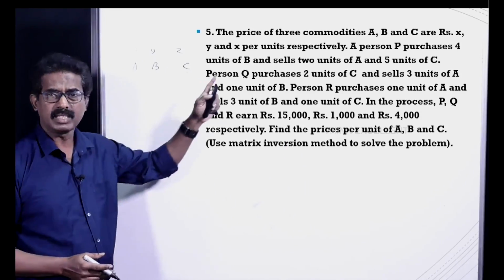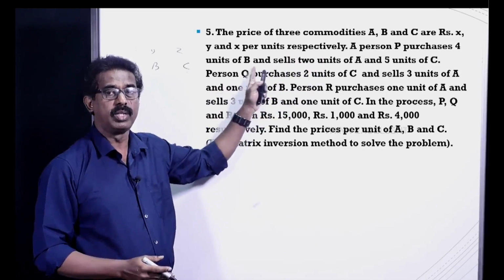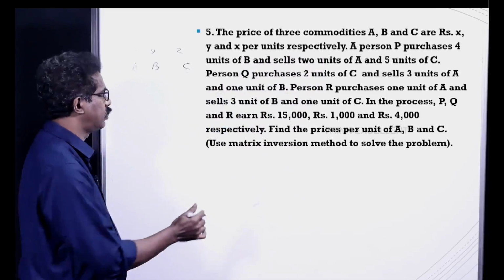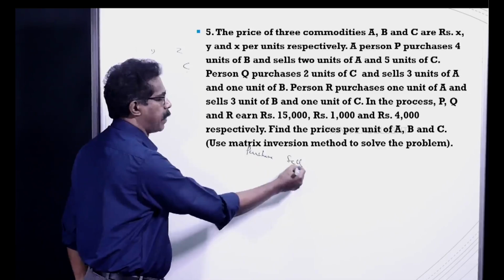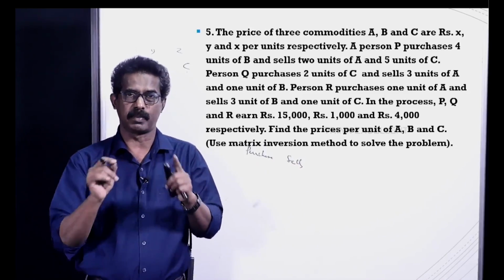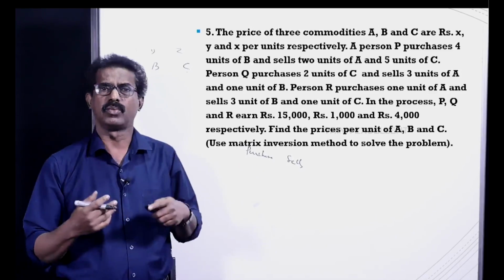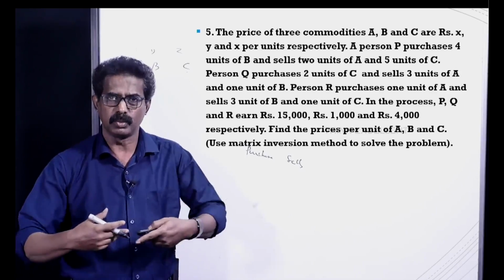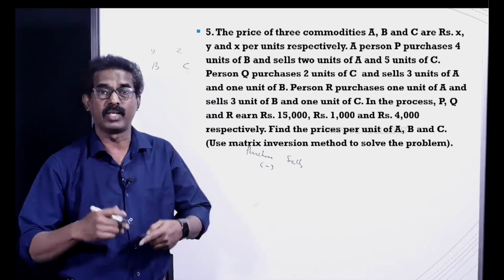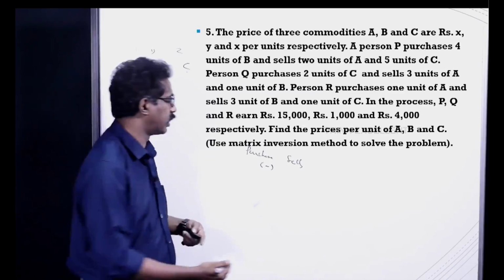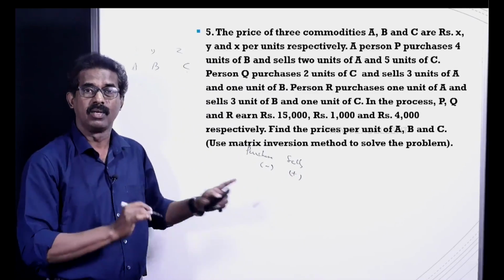Listen. First, what they said here: a person P purchases 4 units of B and sells. So you can see 2 words in this question, purchases and sells. In one case you put plus, in the other you put minus. When you lose money you put minus, when you get money you put plus. You are going to a shop and you purchase something, you will be losing money, right? You will be paying, giving the money. So whenever purchase comes you put minus. When you sell something you will get money, right? So you put plus. Just a hint for you: for purchases you put minus, for sells you put plus.